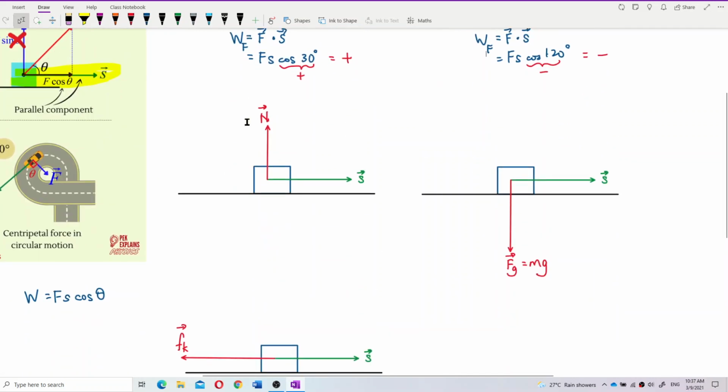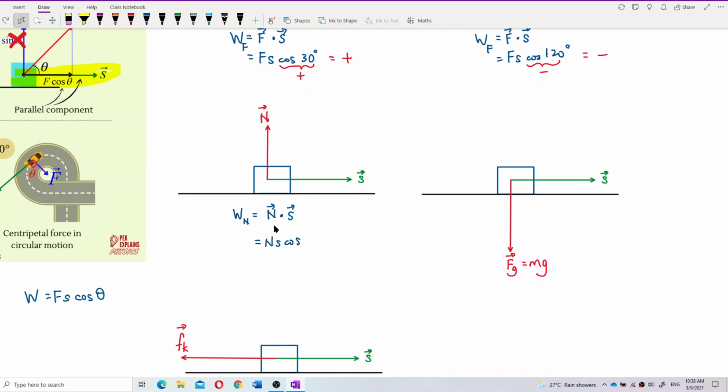Now, how about work done by normal force? Work done by normal force, we must write subscript Wn. Then we use between normal force and displacement. We use normal dot displacement. The force now is normal force, so we use normal force, and then it becomes N s cosine theta.